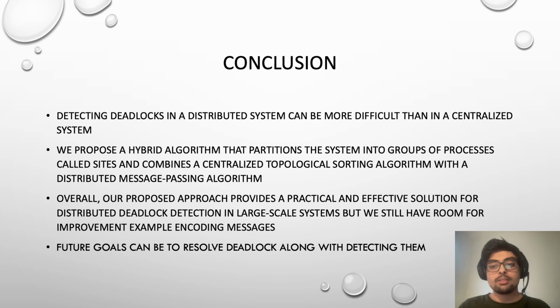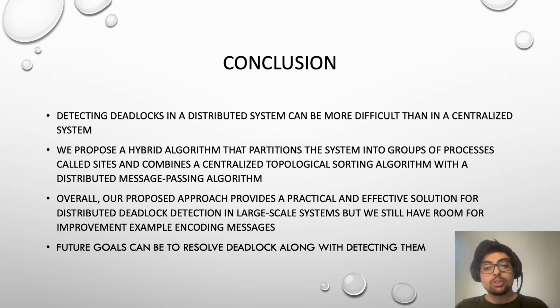This approach provides a practical and effective solution for detecting deadlocks in distributed systems, which can be more difficult than in centralized systems. Distributed systems have more nodes and require more communication for deadlock detection. The proposed approach reduces the communication between nodes and improves the efficiency. However, there is still room for improvement, such as encoding the messages to reduce the network traffic that we saw in the last slide.